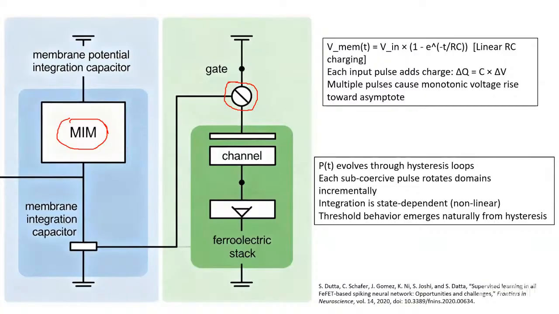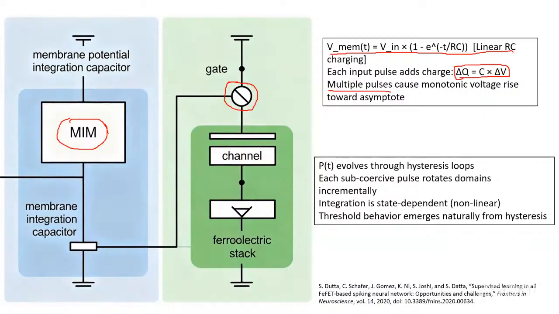So in the conventional one, you have this kind of equation where you have linear RC charging, and each input pulse adds charge to the capacitor, and the charge changes by delta Q amount, and this will increase the voltage, and integration is performed using a capacitor. That's why basically multiple pulses, or we can say spikes, come, and they cause a monotonic voltage rise towards the asymptote.